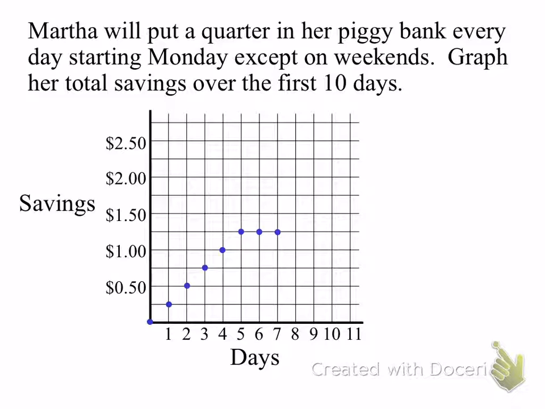Oh, why am I doing that? Why does it all of a sudden look like that? Sarah? Because she doesn't get a quarter on weekends. The savings stays the same. She stays the same. Right? But then on Monday, Tuesday, she's back up to day 10. If I were to continue this, I'd put a little.